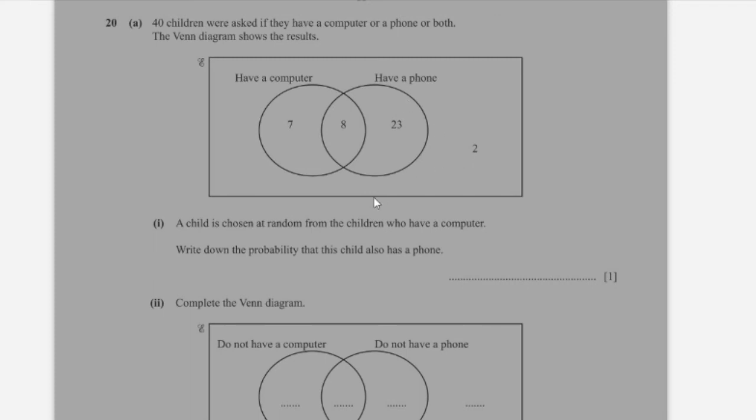Part 1. A child is chosen at random from the children who have a computer. That would mean 7 plus 8, which is 15. Total 15 children. Write down the probability that this child also has a phone. So we have only 8 children who have both of them, divided by 15.